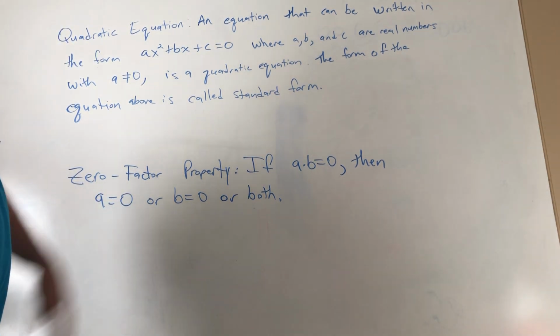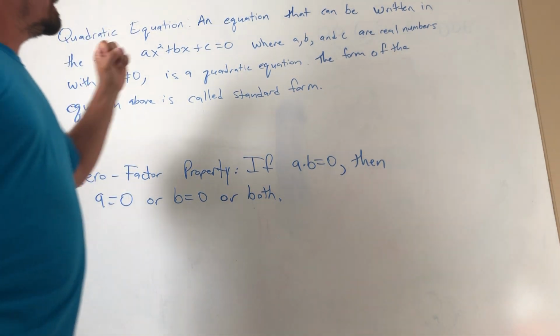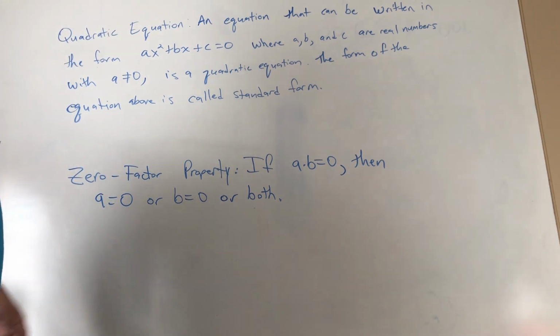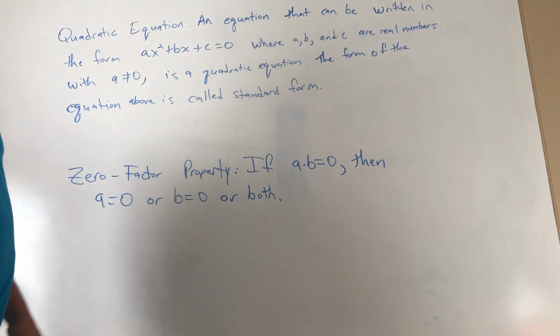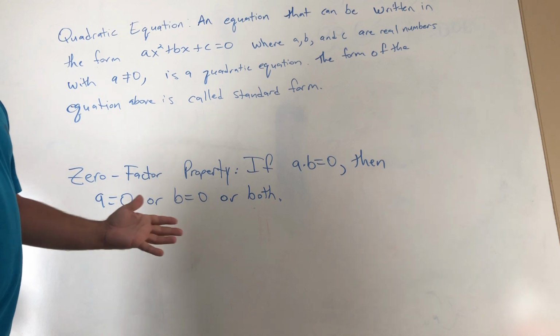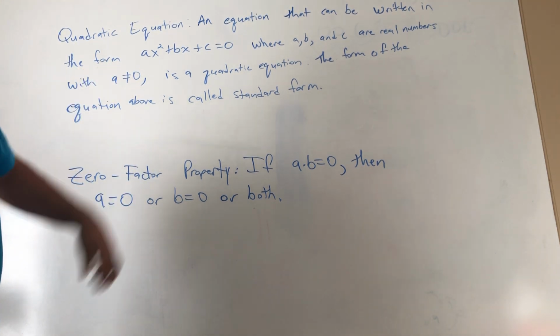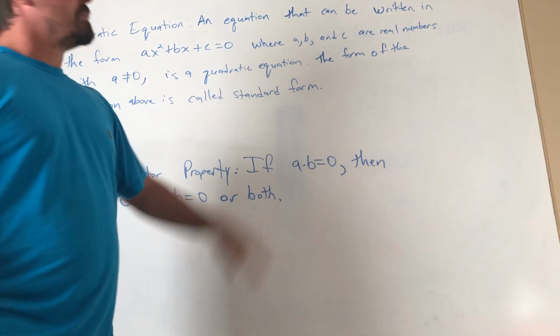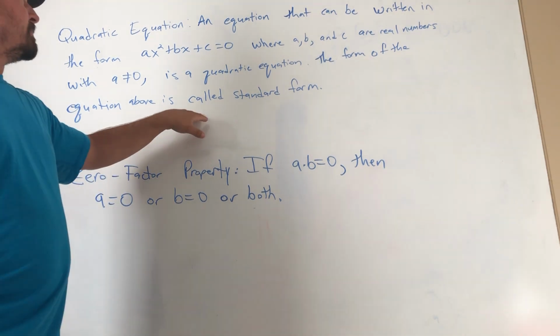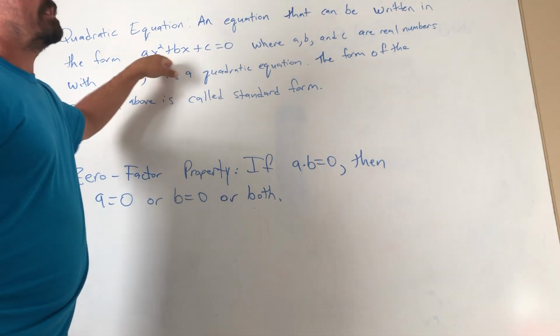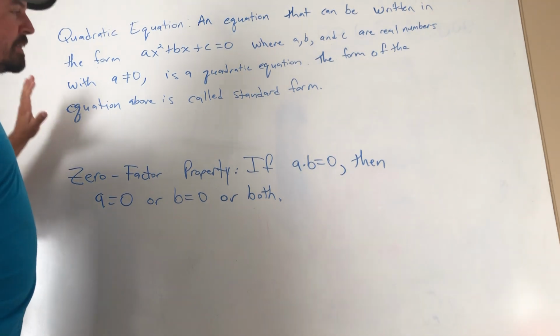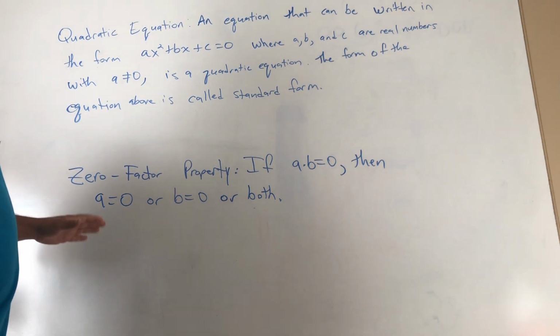So, first definition we have is the quadratic equation. A quadratic equation is an equation that can be written in the form ax squared plus bx plus c equals 0, where a, b, and c are real numbers, with a not equal to 0. That is a quadratic equation. The form in the equation above is the standard form. Like I said, if you need to pause, please pause so you can write it and follow along as well.